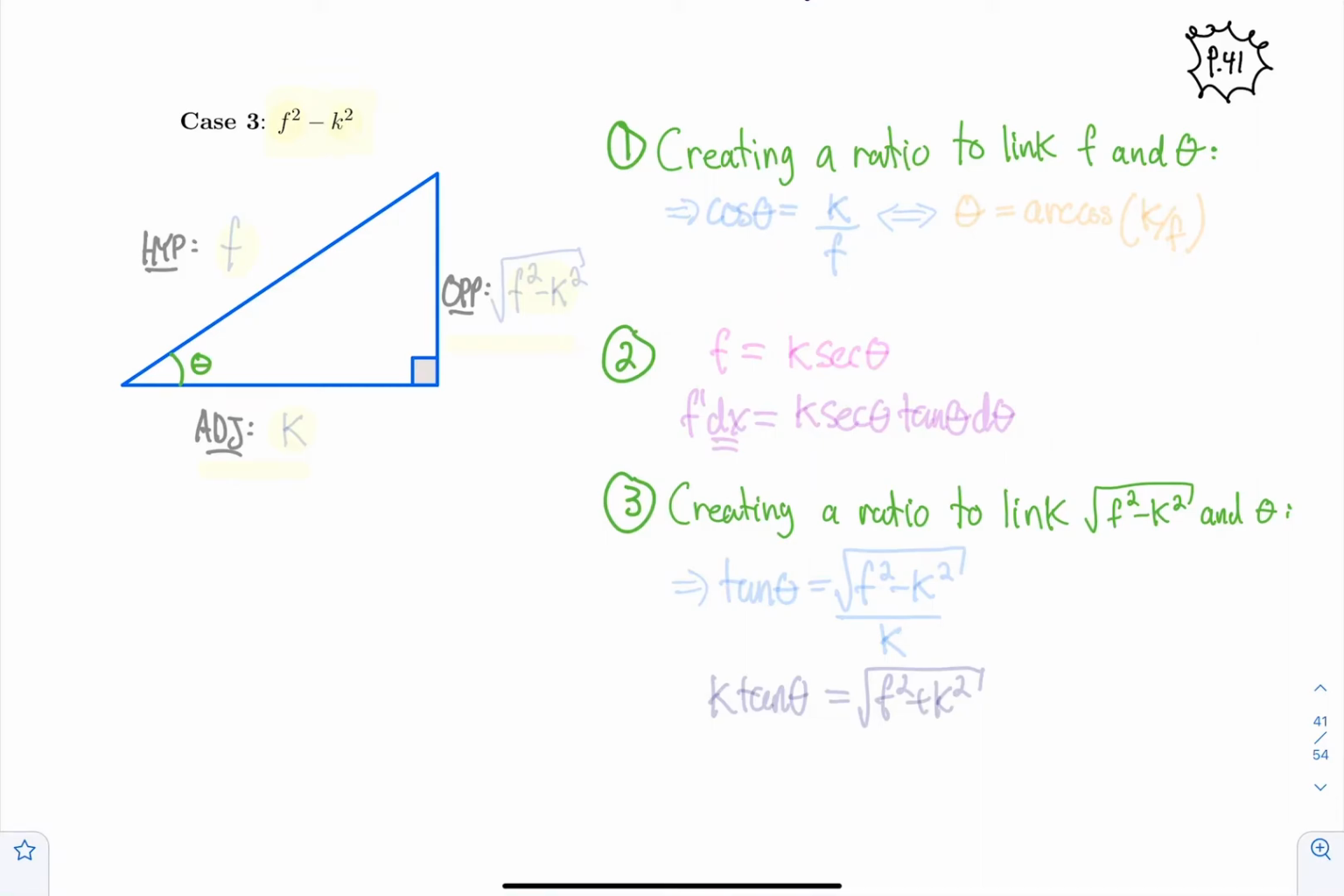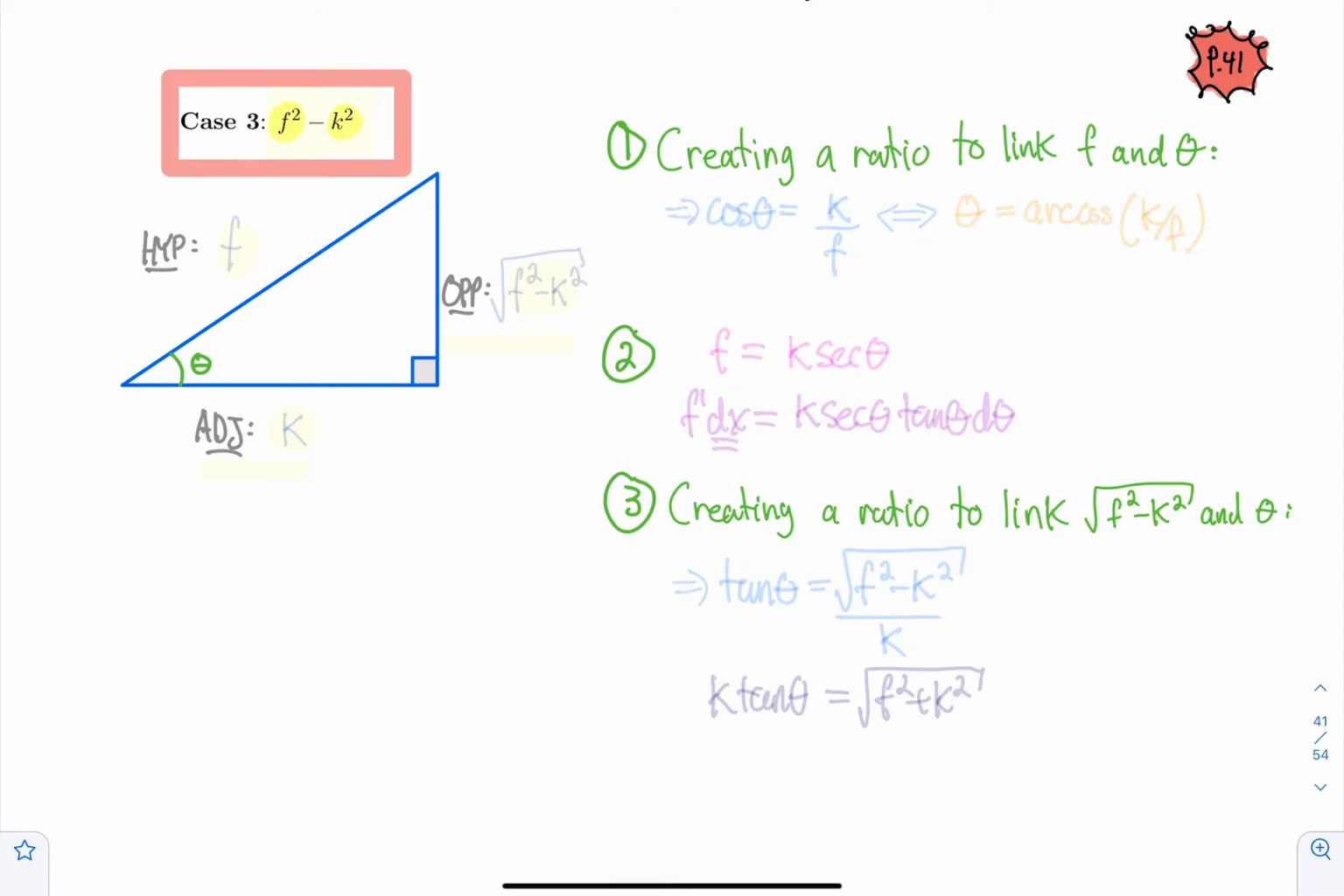Hello everyone. Now we're going to cover the last case for trigonometric substitution. So case 3 here is when you have a function f squared minus k squared. So we have again a difference of squares, but the big difference here now is that the equation that depends on x is first. So you have f squared first minus k squared.